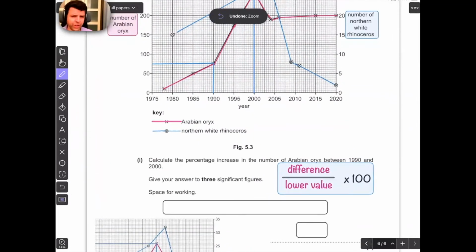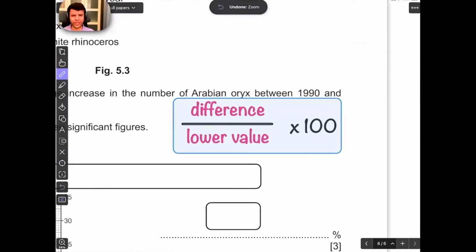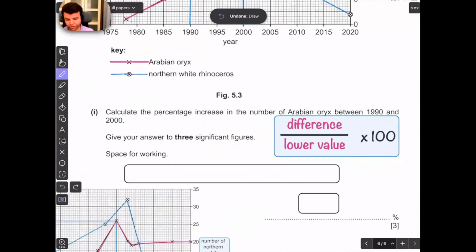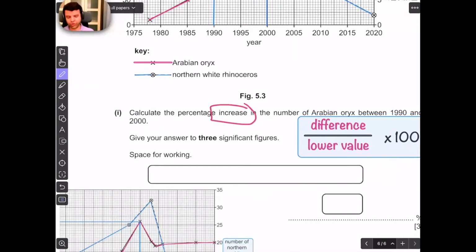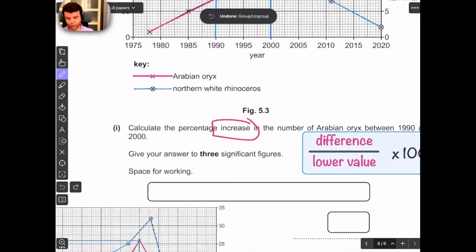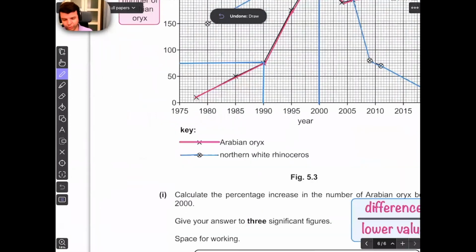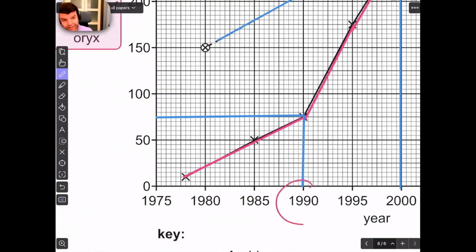How do you do that, percentage difference, percentage increase, whatever? Subtract, find the difference, and divide by the lower value. Why am I dividing by the lower value? Because the question says percentage increase. So you just need to go to the question, find that value at 1990. So what was the value at 1990? The value here is what? It's 75, right? Halfway between 50 and 100.